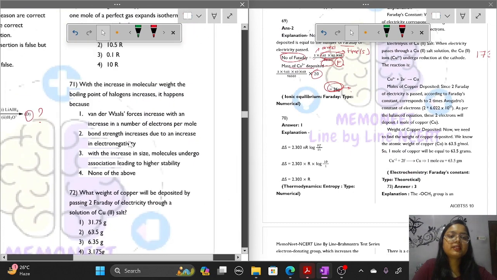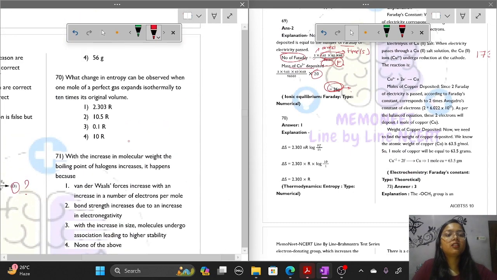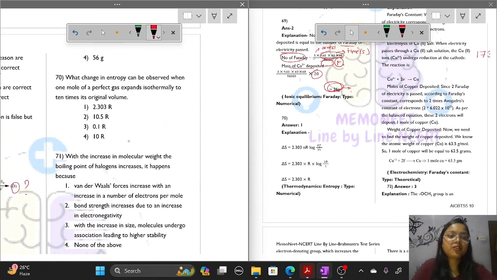For question number 70, what change in entropy can be observed when 1 mole of a perfect gas expands isothermally to 10 times its original volume? So its initial volume is 1 and its final volume is 10 times, you have to calculate. Let it be 10.